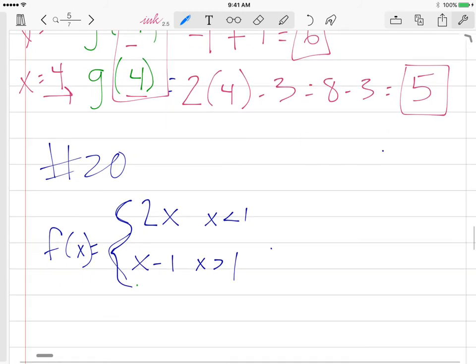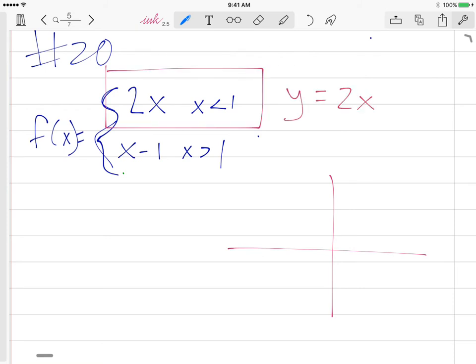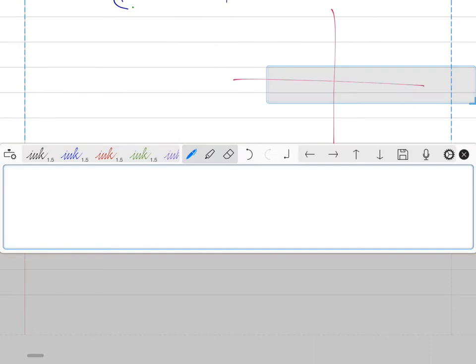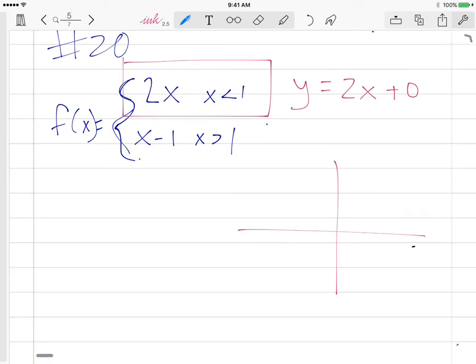The last problem, number 20, again is a piecewise, pieces of a graph that you're actually going to graph. So it's a little tricky. Again, I'm just going to tell you to try your best. But you have two different equations here. If I graph this first equation in pink, that equation is y equals 2x plus 0. That means I'm starting at 0 and going up 2 over 1, or going down 2, back 1.